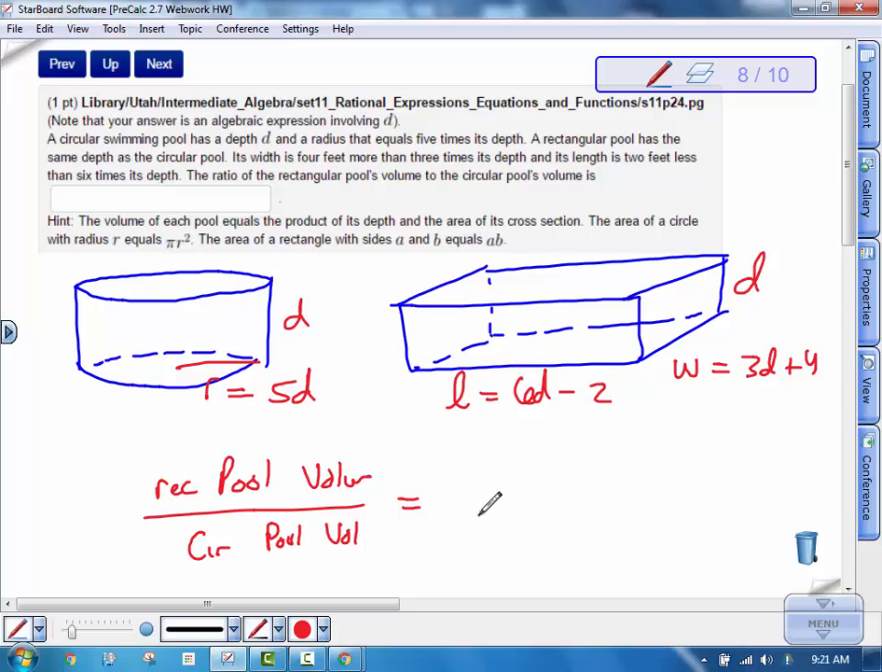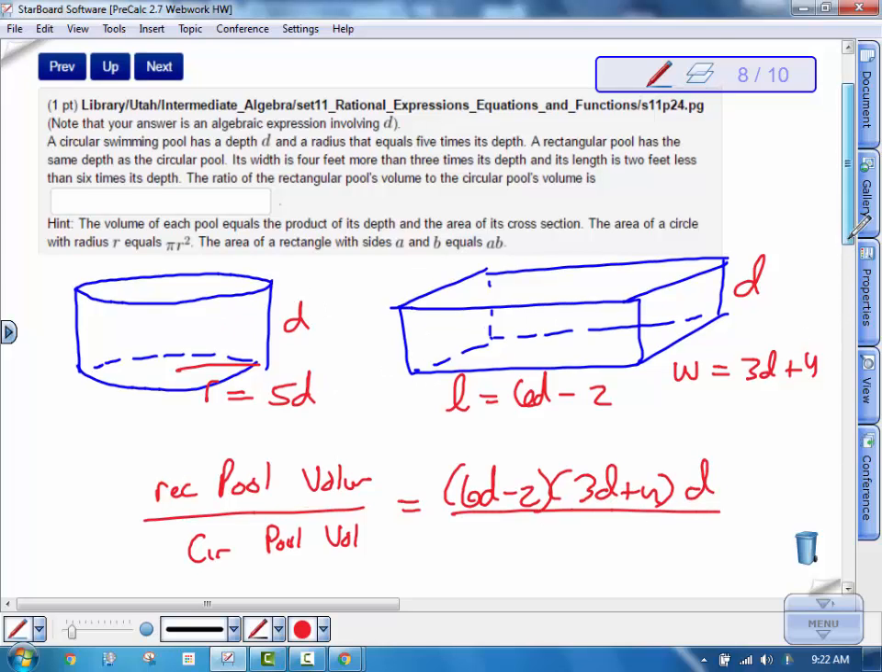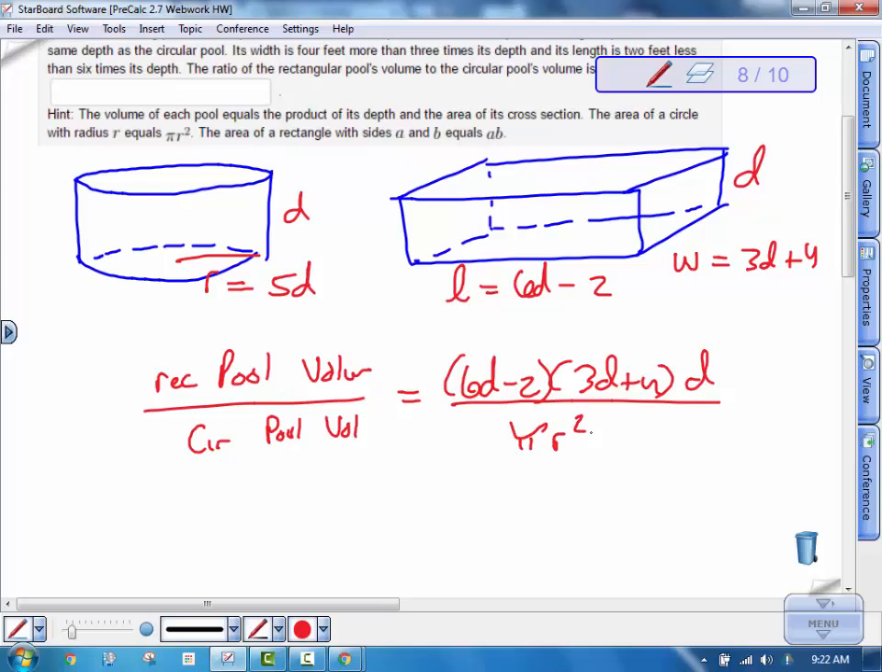So we need to find the volumes of both of these then. All right, so the volume of the rectangular pool is length times width times height, which obviously we need to use 6D minus 2 times 3D plus 4 times D, so we're just in one variable here. Same thing with the pool, it's pi r squared for the area times the height, but the height is D, and then the radius is 5D. So we're going to plug those in.